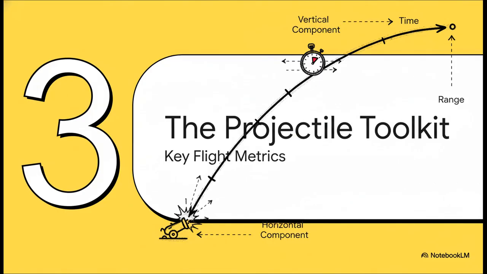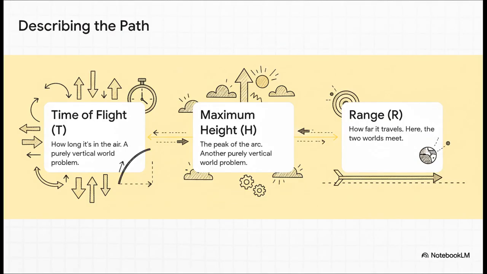So because we can keep these two worlds separate in our minds, we can build this amazing toolkit to predict pretty much anything about an object's flight. Let's look at the key things we can now figure out. With just these three metrics, we can describe the entire path. Notice how the first two are all about the vertical y-axis. The sideways motion has absolutely no say in how long the object stays airborne. Now the range, that's where the two worlds finally come together. It's simply the constant horizontal speed multiplied by the total time it's in the air.